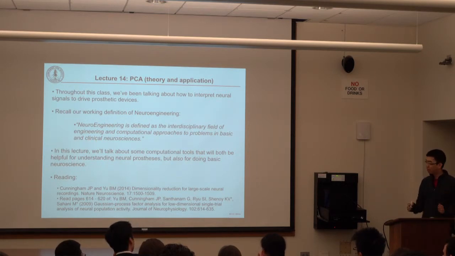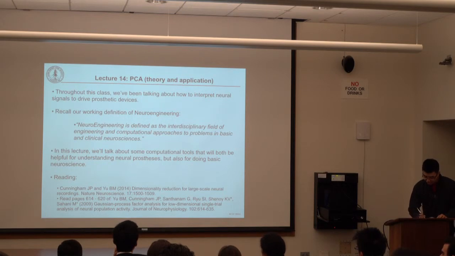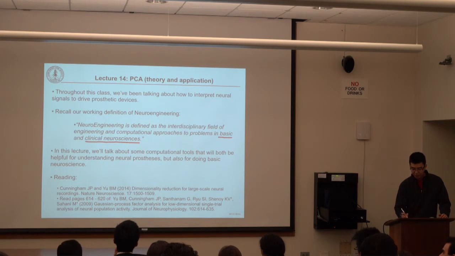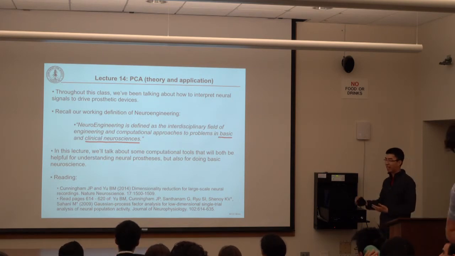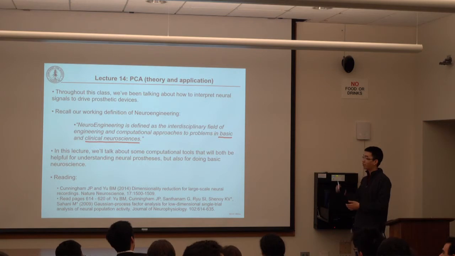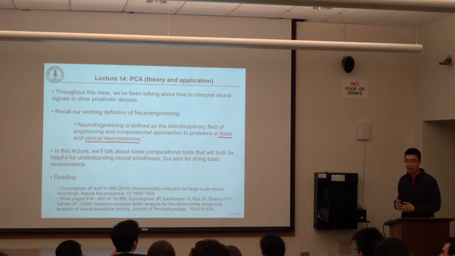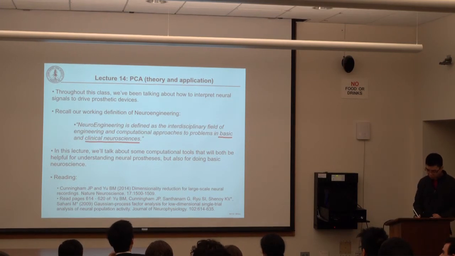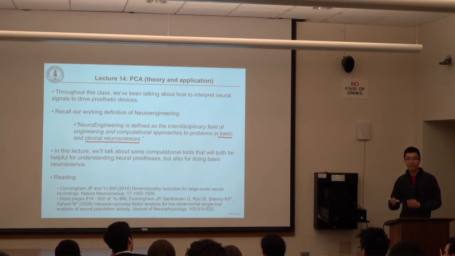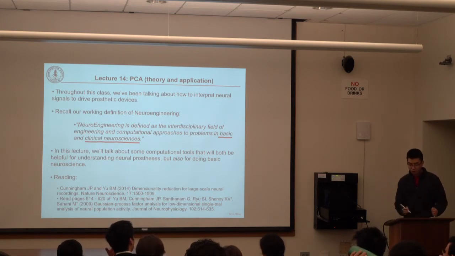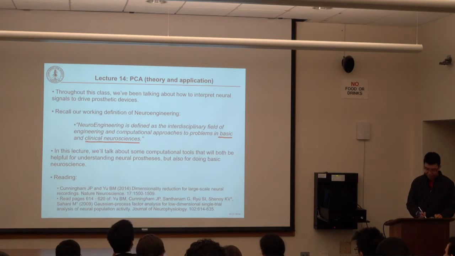So far, we've been talking about applications to clinical neurosciences. We haven't talked too much about applications to basic neuroscience, and we'll start to uncover this today. The techniques we talk about today also have implications for clinical neurosciences, but they've been very fruitfully applied to basic neuroscience problems. In this lecture, we're going to talk about some computational tools that will be helpful in understanding and designing neural prostheses, but also really useful for doing basic neuroscience.